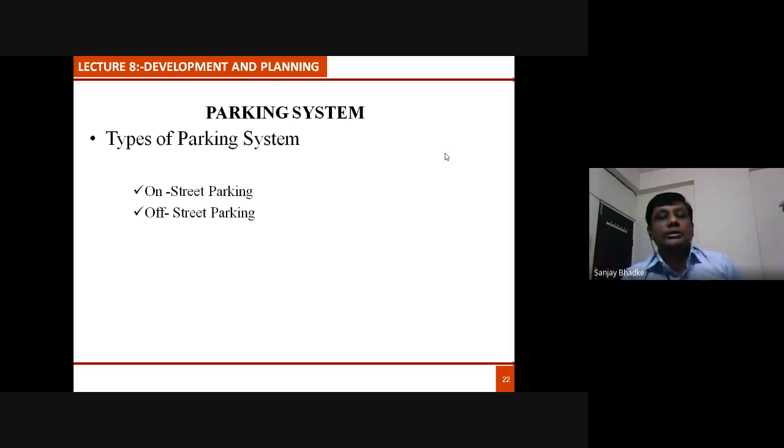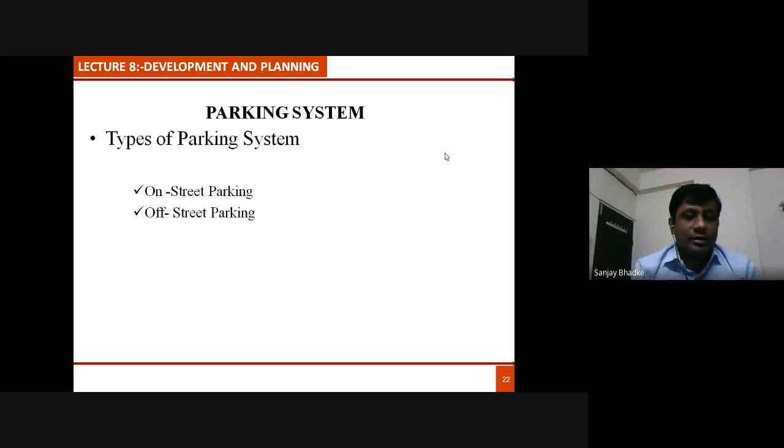Now we are going to discuss the various types of parking. We know that parking also plays a very important role in traffic engineering. Basically, if every person parks their vehicle properly, it will reduce the traffic flow problems. So parking can be classified into two types. One is on-street parking, and second one is off-street parking.